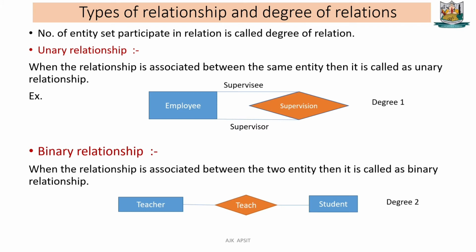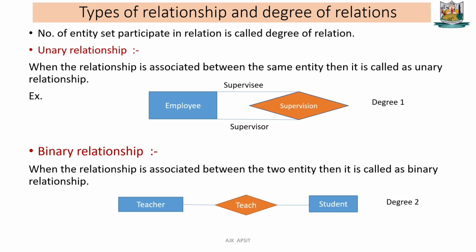Like some employees are working as a supervisor or some employees are working as a supervisee. Or we can say some employees are working as a manager for the employees. Here the degree is 1. In the ER diagram, we can write the role whenever we use a unary relation, just like in the given example. Here the supervisee and the supervisor are the roles assigned to each employee.